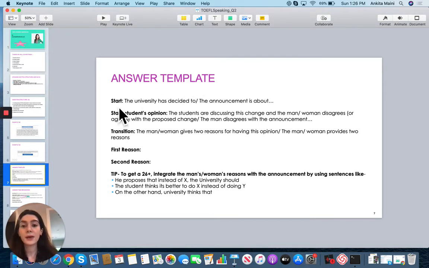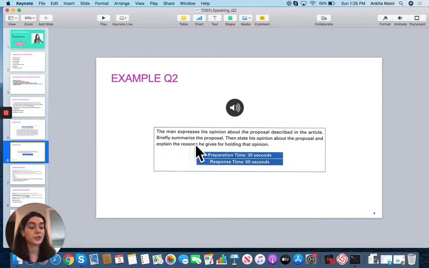You can start by saying that the university has decided to, or you can say the announcement is about. Then you're going to state the student's opinion, right? Because look at the question. The question has three parts here. First part is briefly summarize the proposal. Then second part is state his opinion about the proposal. Third part is explain the reasons he gives for holding that opinion. There are three parts to this question.